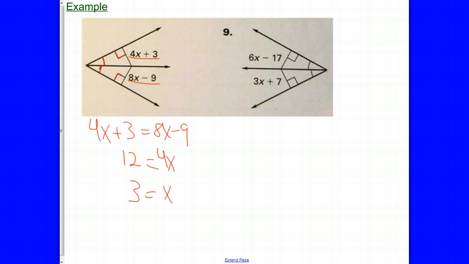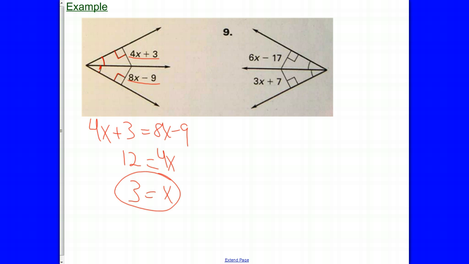Okay, sometimes, just like in previous sections, pay attention to what the question's asking for. This question doesn't say anything, so we'll just stick to solving for x. It might ask what is an angle measurement, or what is a side length. So plug the x value back in. Got to pay attention to the question.